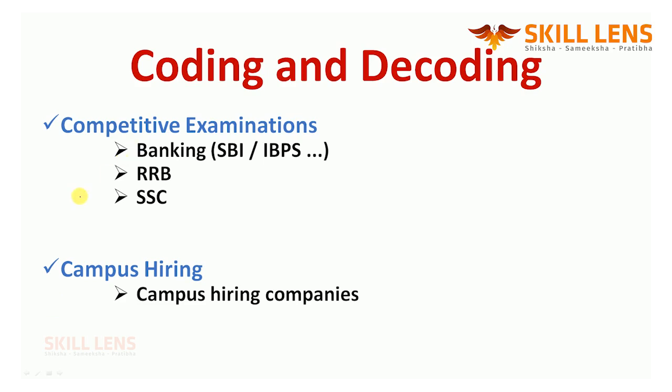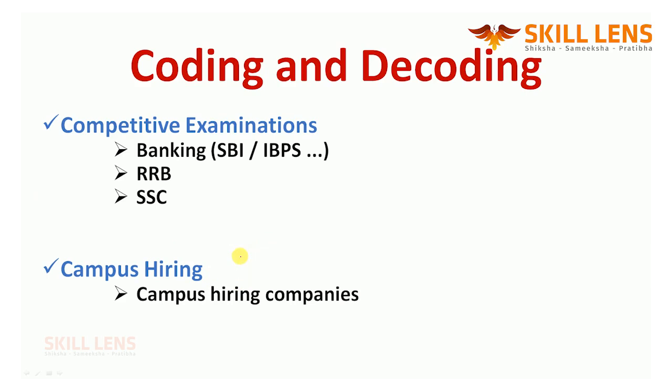Guys, definitely in recent days in banking, they'll give 5 marks. In RRB they'll give 1 to 2 marks, and in SSC again 1 to 2 marks. Definitely they'll test you on coding and decoding. And if you look at campus hiring companies like TCS, Wipro, Capgemini, Infosys, definitely they'll test you on this particular concept, which is coding and decoding. They'll give you 1 or 2 questions.